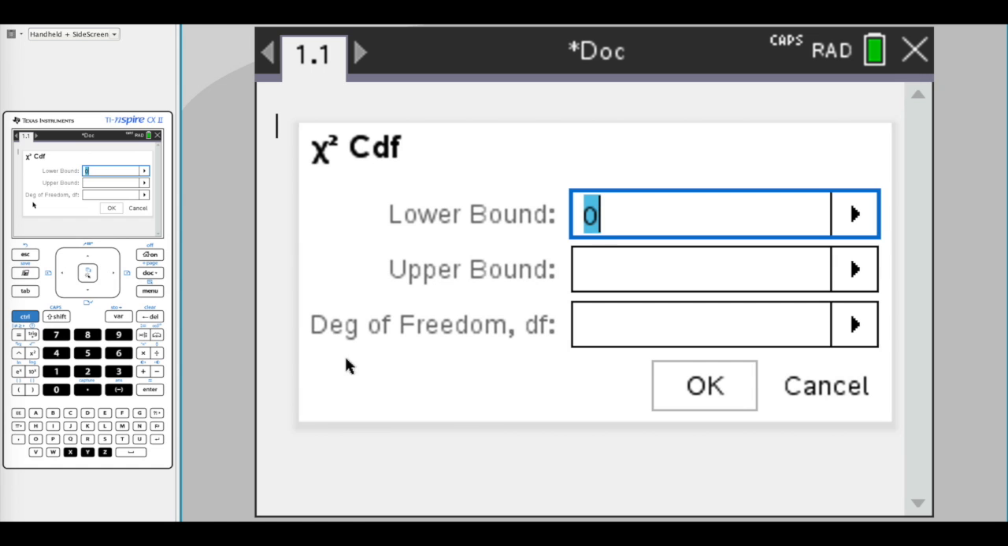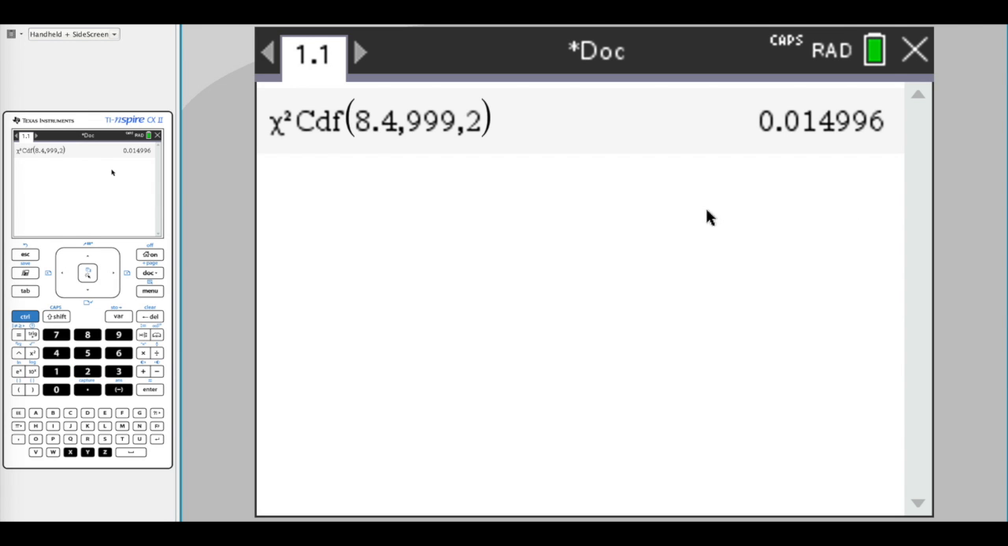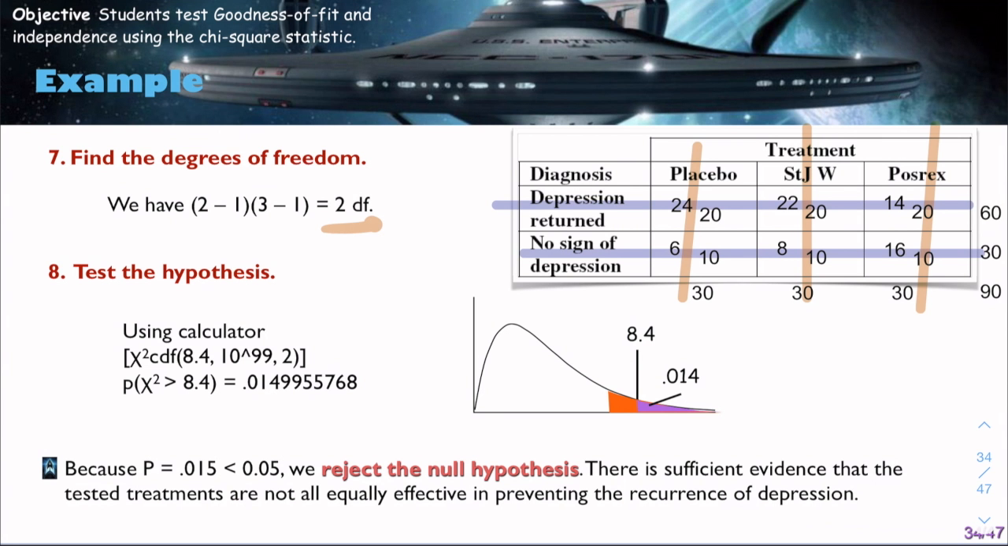Our lower bound is our chi-squared sum. Our upper bound is some large value. Let's just say 999. The degrees of freedom is 2. And we get a p-value of 0.014. And because the p-value of 0.015, let's call it, is less than our baseline alpha level or significance level of 0.05, we reject the null hypothesis and we conclude there is sufficient evidence that the tested treatments are not all equally effective in preventing the recurrence of depression.